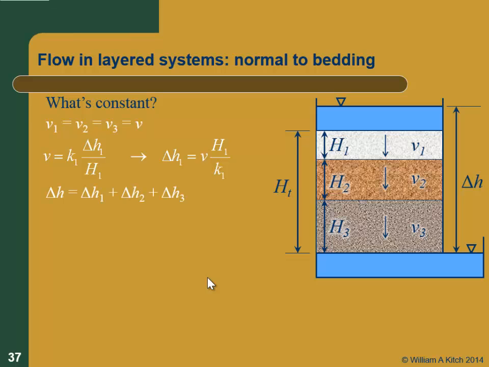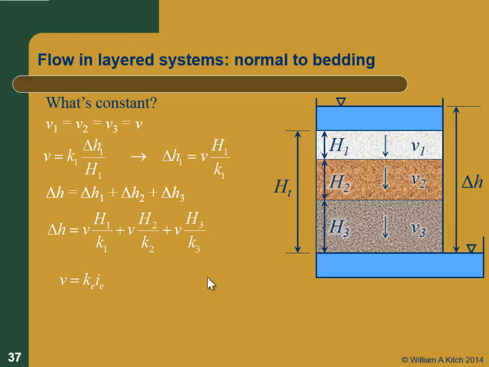And I do know the total head of the system. I don't know how much head is lost in each one of those things, but I do know the total head. So the total head is just equal to the sum of the heads. So the total head change is just equal to the velocity times the sum of the H1 over K1.